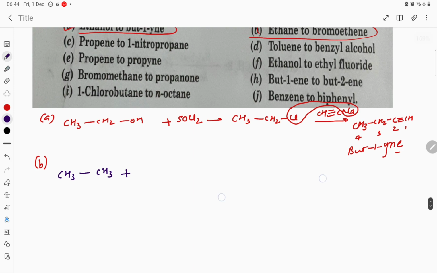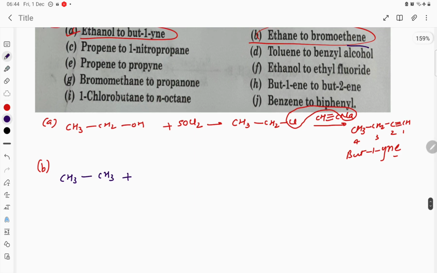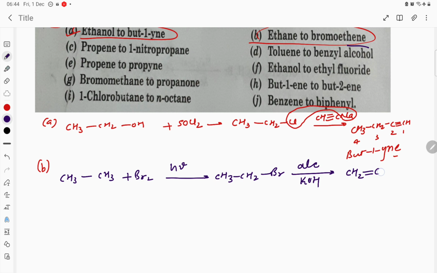Ethane to bromoethene, student. You treat with Br2, student, in the presence of sunlight. So it will give a free radical substitution reaction, CH3CH2Br. Now you treat with alcoholic KOH, student. It will undergo elimination, dehydrohalogenation, and give CH2=CH2, student.